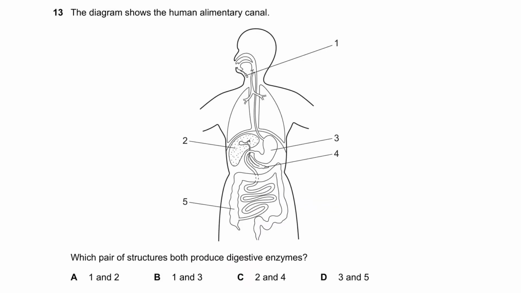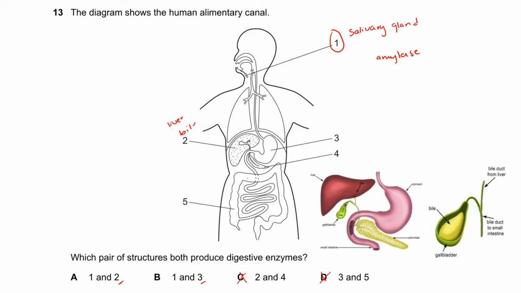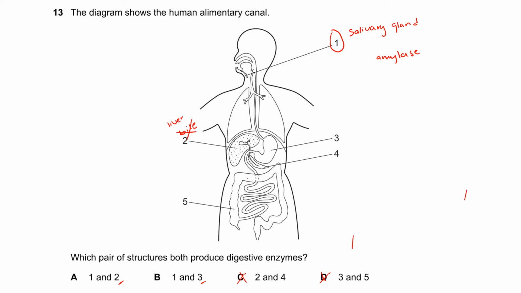Question 13 says the diagram shows the human alimentary canal. Which pair of structures both produce digestive enzymes? Structure 1 is the salivary gland. It produces amylase. So that eliminates options C and D. So it's between 2 and 3. 2 is the liver. It produces bile, which is not an enzyme. So the answer is B.